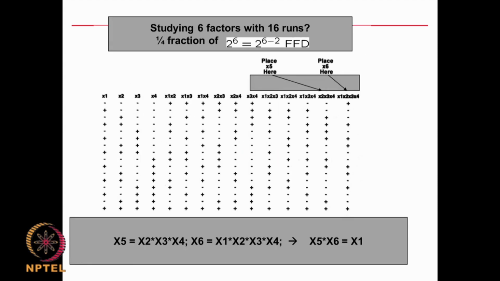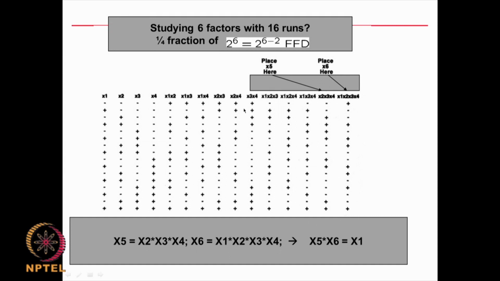Now, let us look at 6 factors x1, x2, x3, x4, x5, x6. Imagine first I start with the design matrix for x1, x2, x3, x4, that is 4 parameters. 2 raised to the power 4 is 2 into 2 into 2 into 2, 16 experiments, understand. So, I write down these 16 experiments. And then I can write down the interactions x1 into x2, x1 into x3, x1 into x4, x2 into x3, x2 into x4, then x3 into x4, then the 3 level interactions x1, x2, x3, and like that it goes.